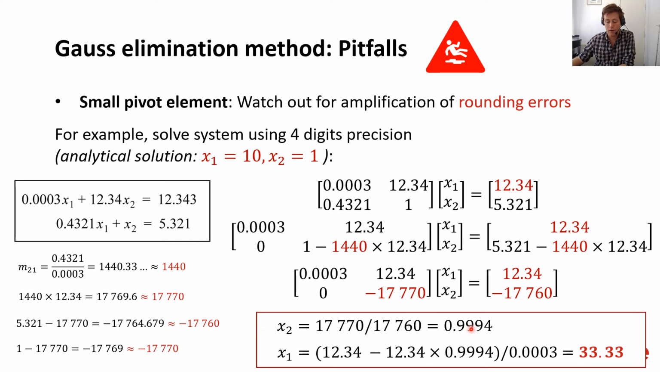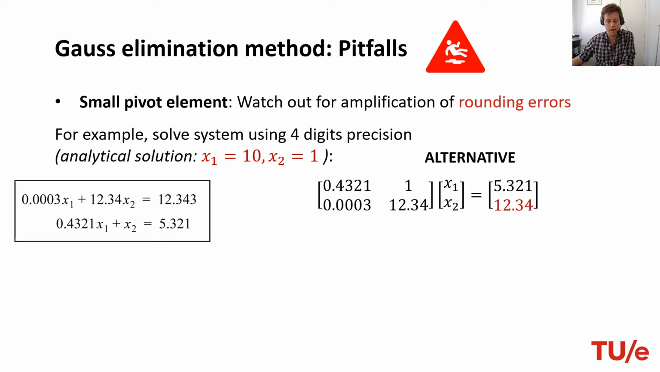And so there is a rounding error on x2, but that rounding error gets then further amplified by dividing it with this small pivot element. So that's very problematic. However, we can try to avoid this situation by switching the rows. So we do pivoting in this case. So we switch this row with this one, and then we end up with this matrix over here.